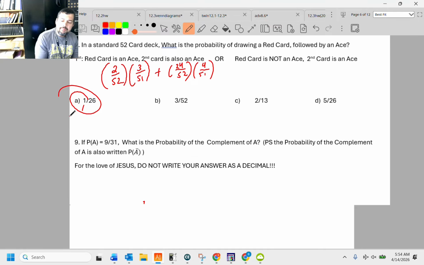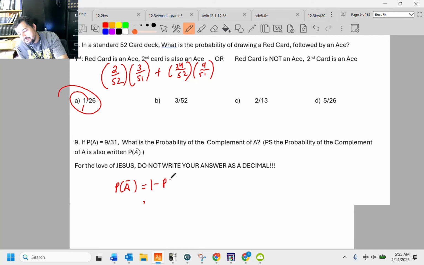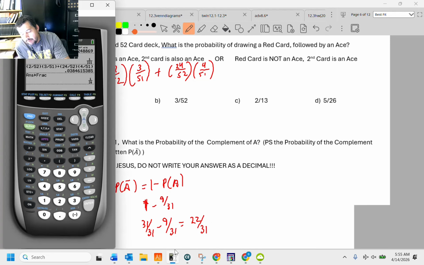All right, number 9: if the probability of event A is 9/31, what is the probability of the complement of A? The complement is simply found by doing 1 minus the probability of event A. So this is going to be 1 minus 9/31. And forgive me for being old school, but the number 1 is 31/31. 31/31 minus 9/31 is hopefully 22/31. And I know some of you are like, wow, that's magic. No, it's not, bruh. We watch this, because you'll believe the TI-84, which was programmed by men.